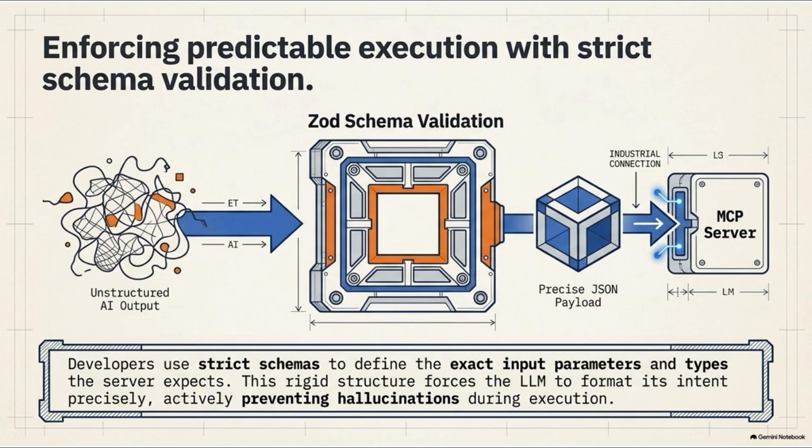The LLM's unstructured output must pass through this rigid validation layer. If the model attempts to generate a malformed request, the schema validation blocks it, forcing the LLM to format its intent precisely. This active guardrail virtually eliminates model hallucinations during tool execution, making agentic workflows safe for production environments.